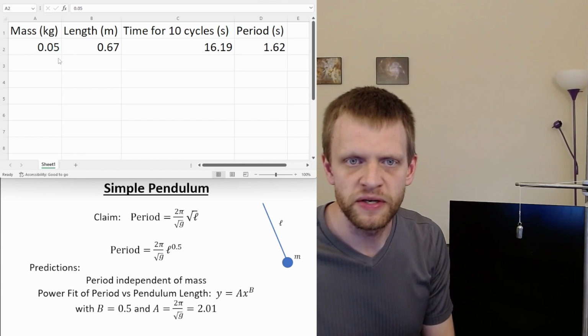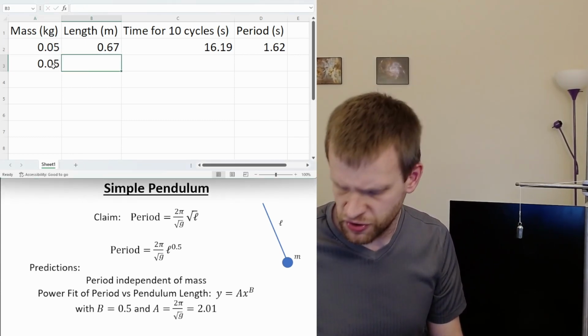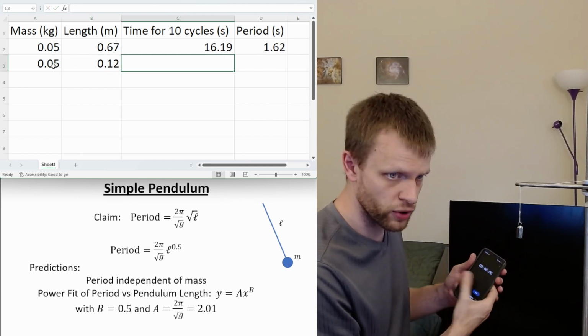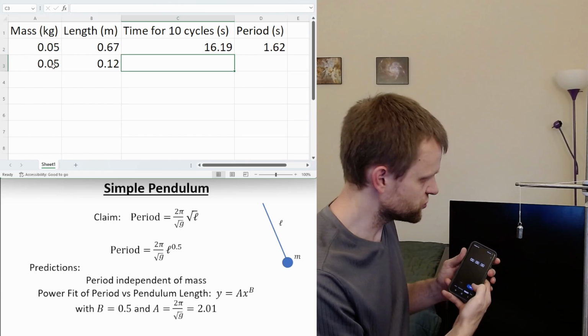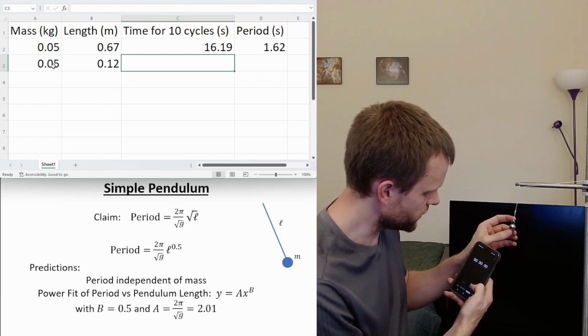So again, this is going to be 0.05 kilograms, and this is 0.12 meters. And let's do the same thing as before. We're going to measure the time for 10 cycles. So pull this back, and 3, 2, 1, start.